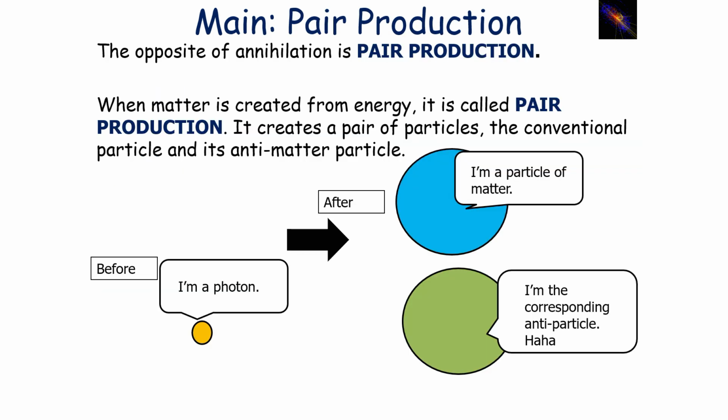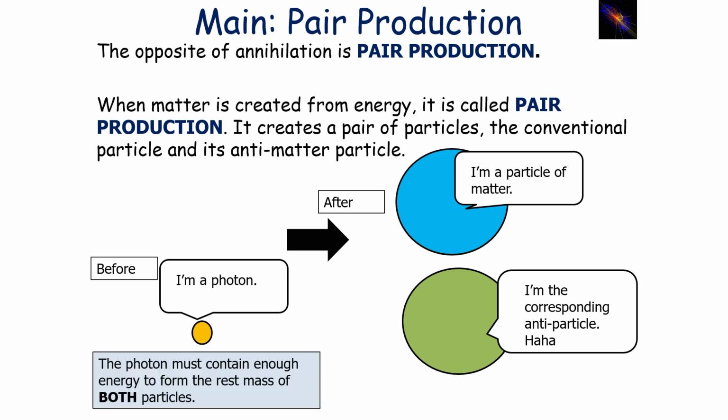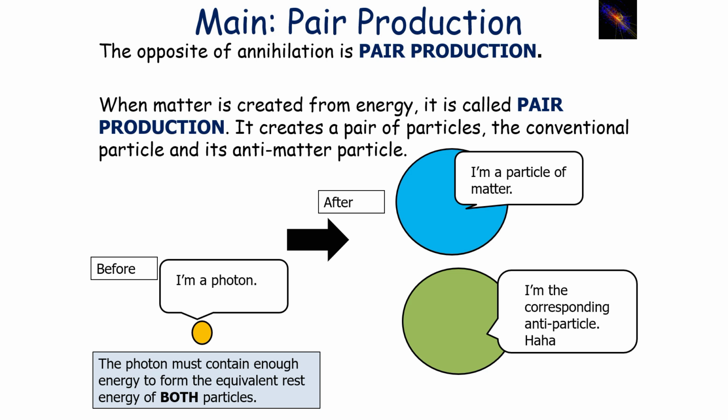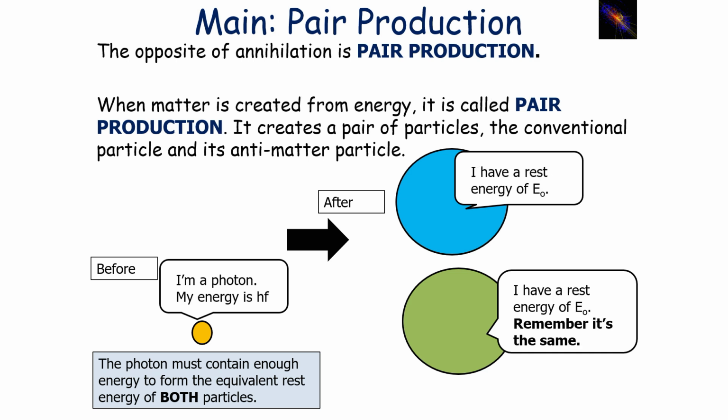Now the opposite of annihilation is pair production. That's when matter is created from energy, so it creates a pair of particles, the conventional particle and its antimatter particle. So the photon itself must have enough energy to form the rest mass of both particles. So they must contain enough energy to form the equivalent rest mass of both the particle and the antiparticle.